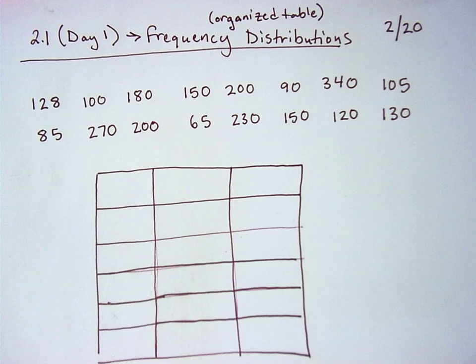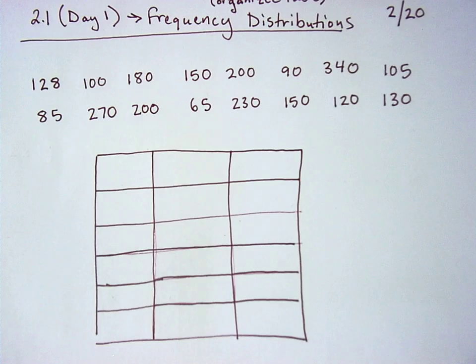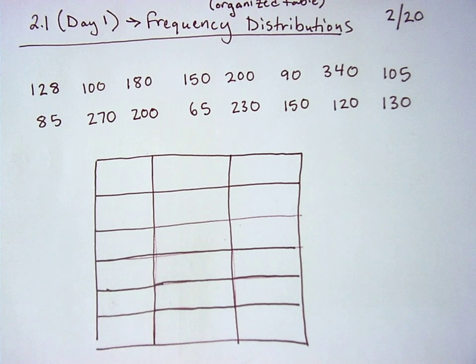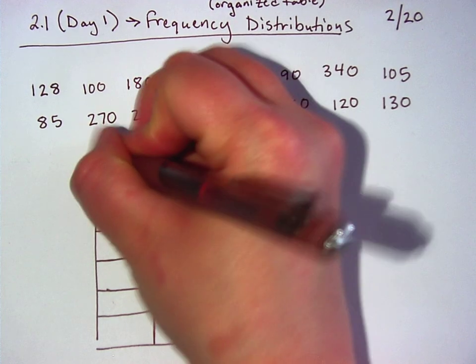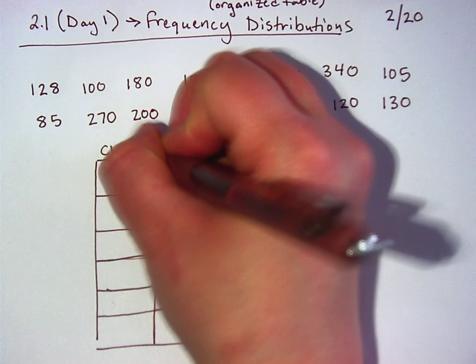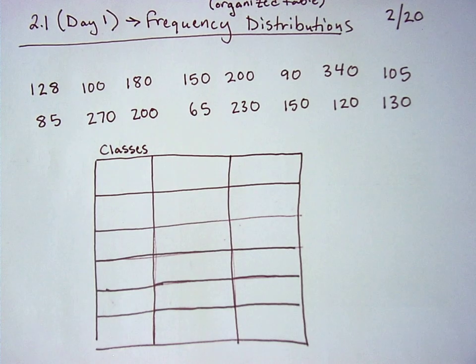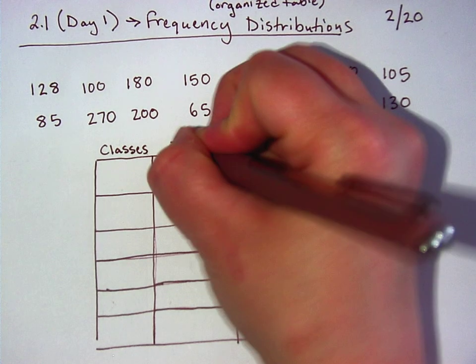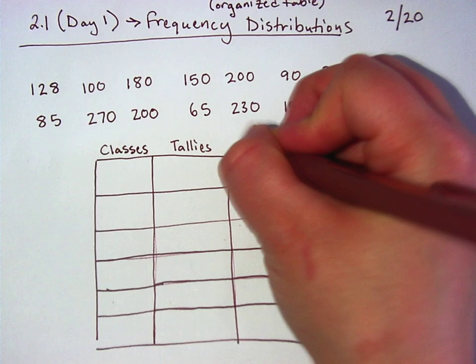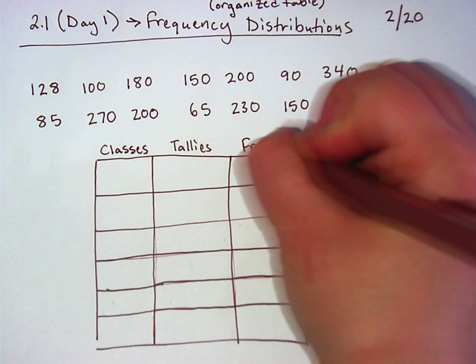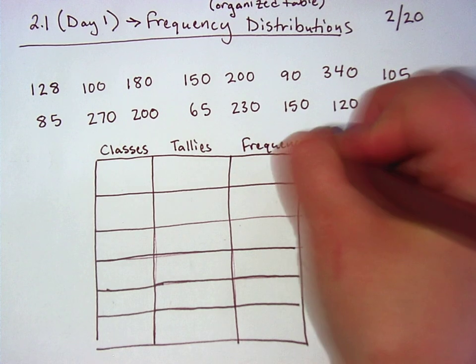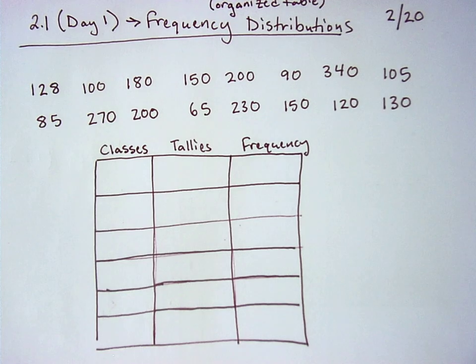Okay. So here's how you do this, and it is very annoying to get this wrong, so I need you to pay close attention. You're going to write classes on top of the first column, tallies on the next, and frequency on the third. This is a simple frequency distribution.